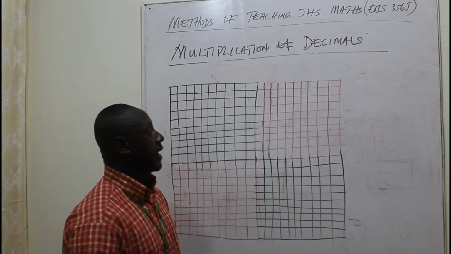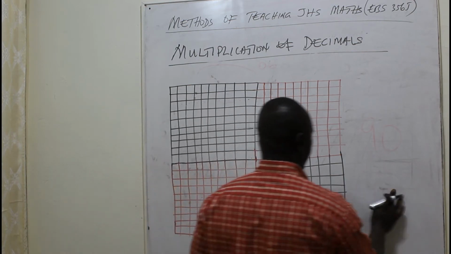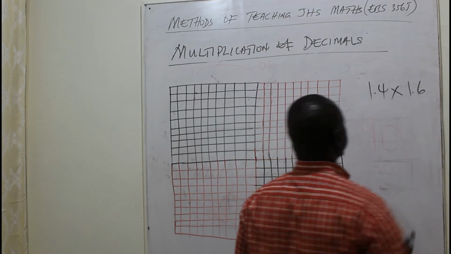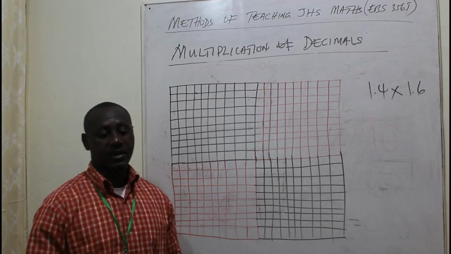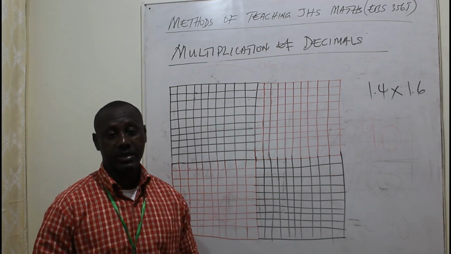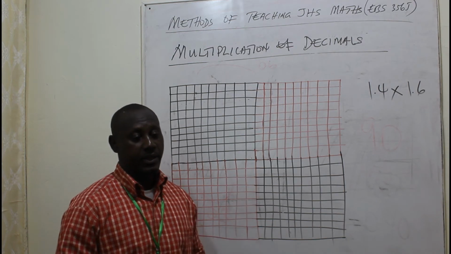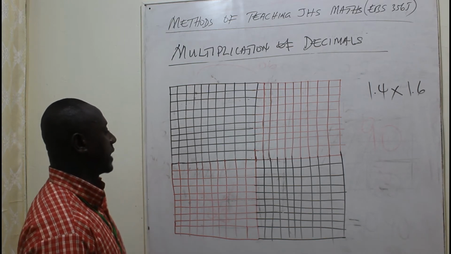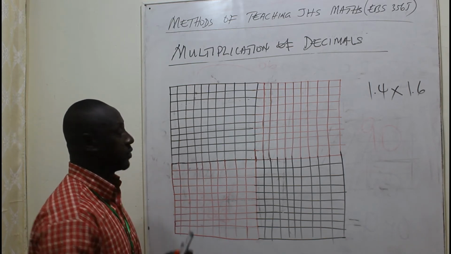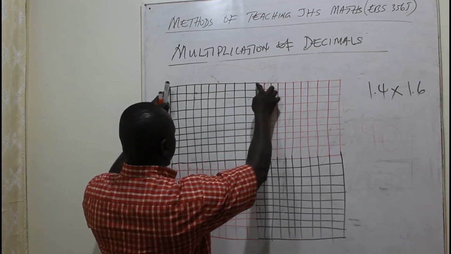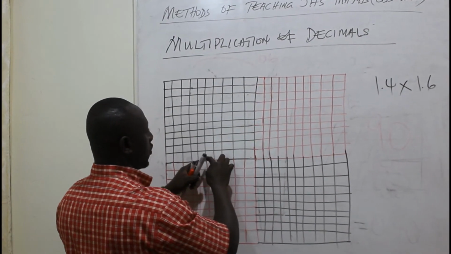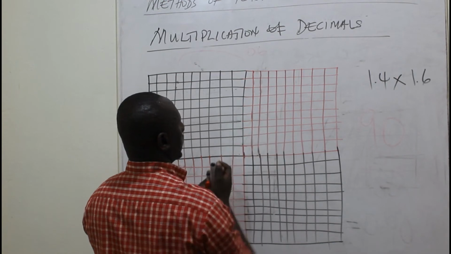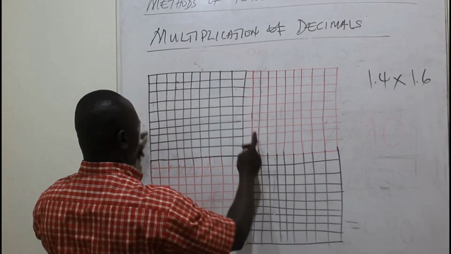This time, I want to consider an example like 1.4 multiplied by 1.6, using the paper folding or the grid method. And so what we are going to do is that since it is 1.4, you need a whole. That is why I have the black here to represent my whole. And I maybe need 4 of these to be added. Okay? So this is giving you a whole.